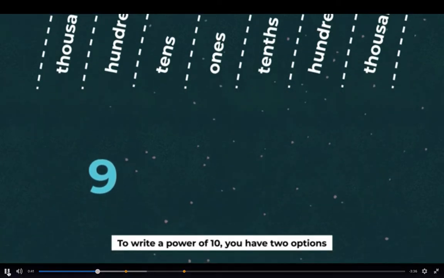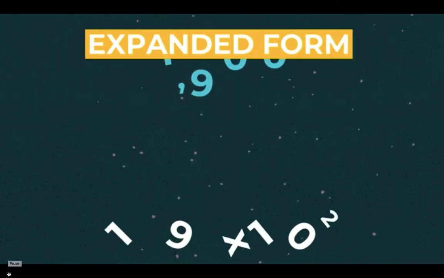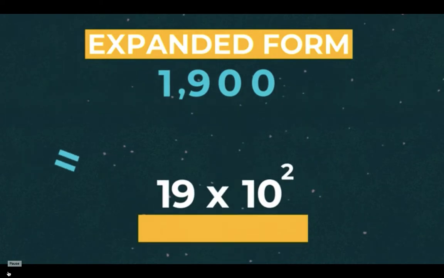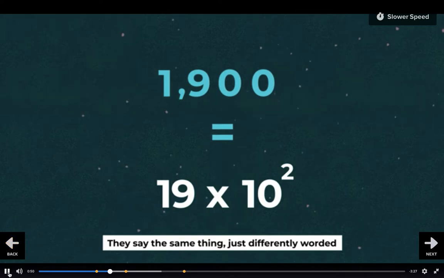To write a power of 10, you have two options: an expanded form or as an exponent. They say the same thing, just differently worded.